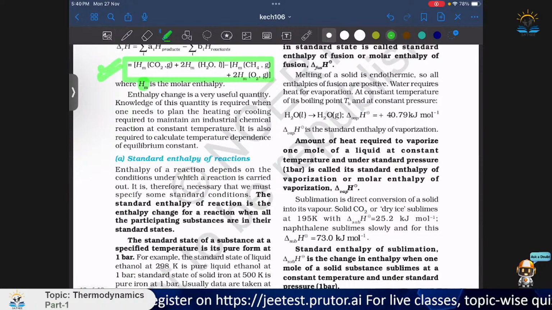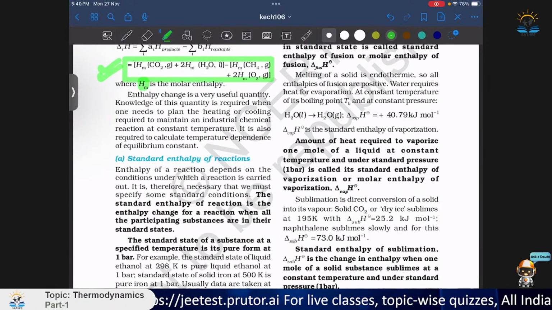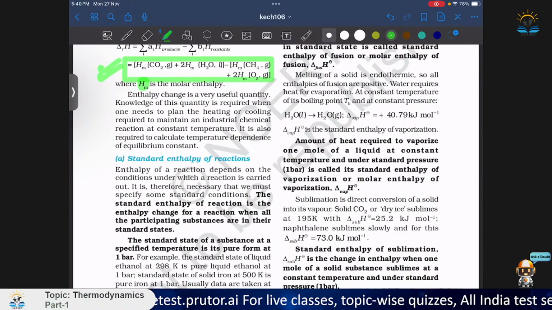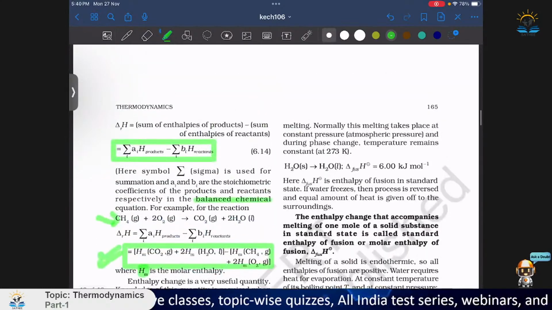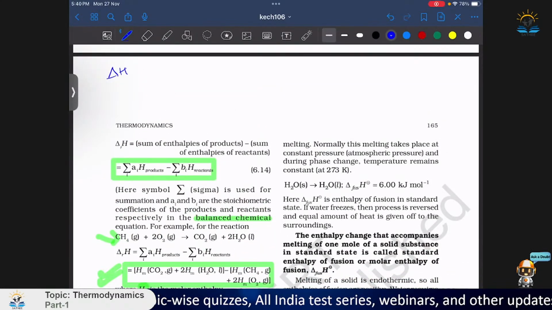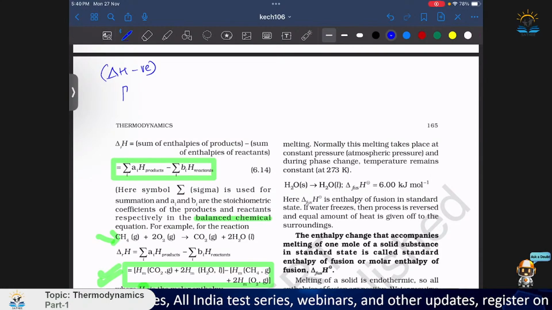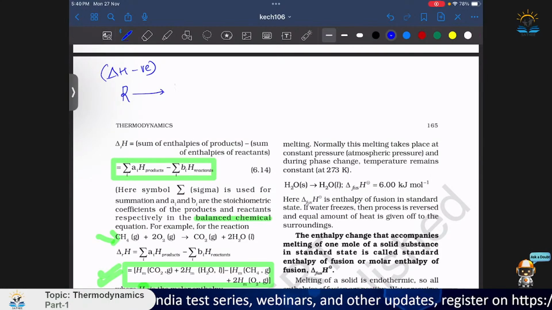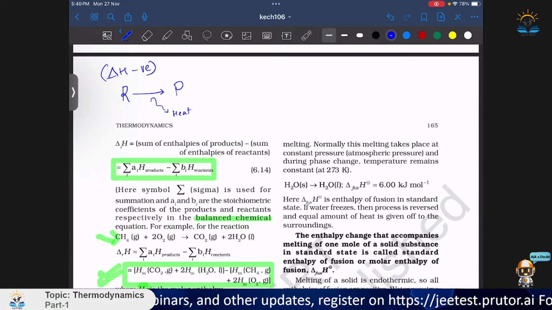Now, enthalpy change is a very useful quantity. Knowledge of this quantity is required when one needs to plan the heating or cooling required to maintain an industrial or chemical reaction at a constant temperature. I'll tell you what it means. Suppose the delta H comes out to be negative. What does it mean? It means that the reactants are getting converted into products and liberating some heat.